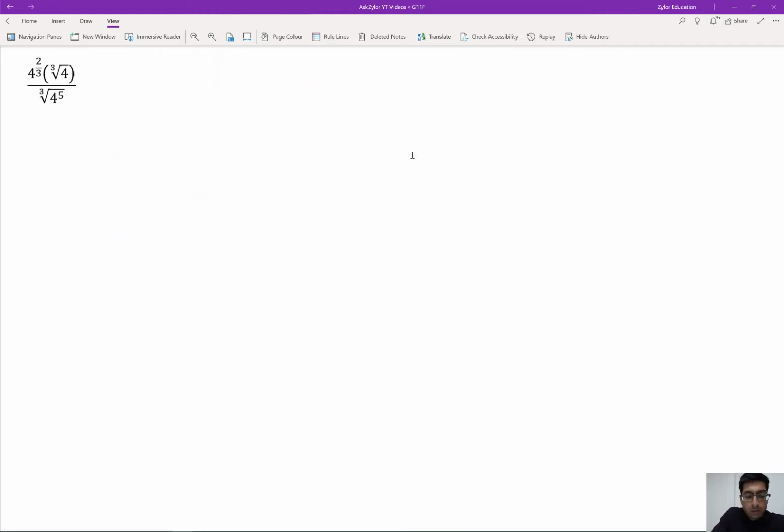So here's the next problem. So you can take a look. What I would recommend when you see square roots, symbols, and fractional exponents is to write everything in terms of exponents. So 4 to the 2/3, we're going to leave that as is. But the cube root of 4, we're going to rewrite that as 4 to the power of 1/3. And in the denominator, we're going to have 4 to the power of 5/3. So that 3 became the denominator in the exponent.